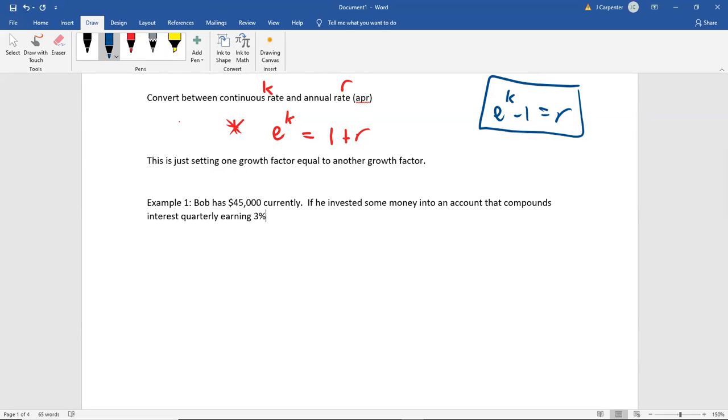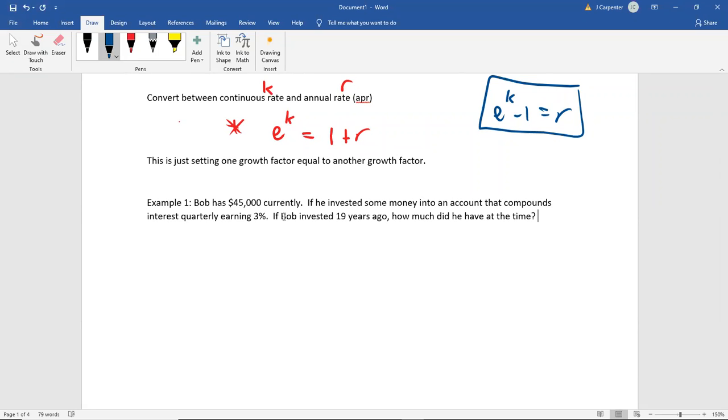Sorry, I feel like I'm missing something. No, I have it all. All right. Bob's got 45 grand currently. He invested some money into an account that compounds interest quarterly, earning 3%. So it's 3% annually, but he's going to compound it quarterly, which means he gets interest every 3 months. There's 4 quarters in a year, 4 sets of 3 months, that is. All right. So if Bob invested 19 years ago, how much did he have at the time?